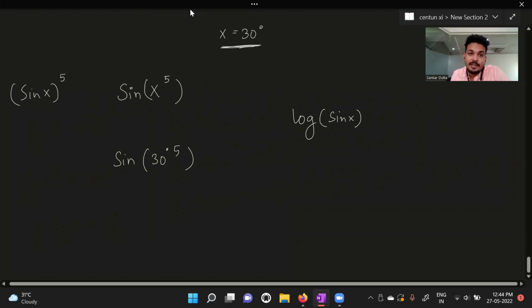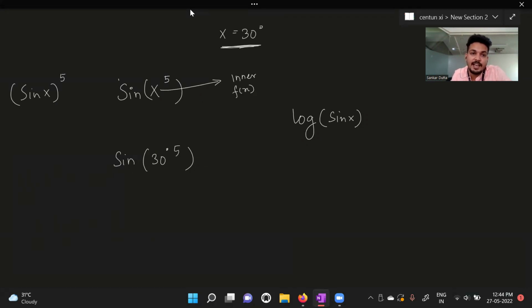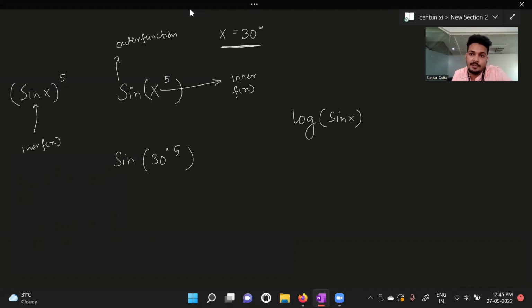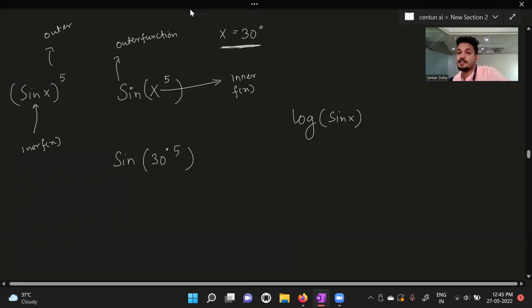In the first, x raised to power 5 is the inner function, and sine x is the outer function. It's pretty common sense. Okay, pretty common sense. In the second, sine x is the inner function, and x raised to power 5 is the outer function. So you have to identify what the outer function is.